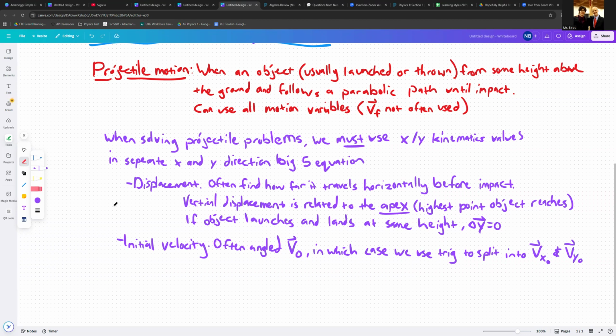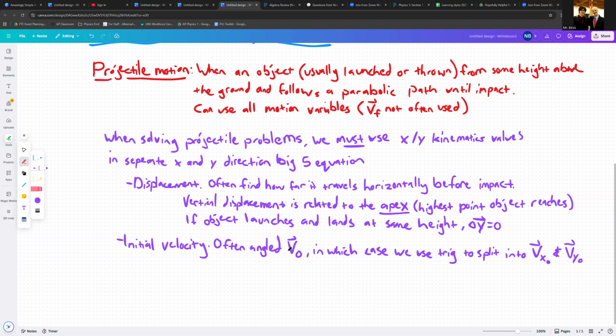Those two are going to be very important because we're going to start a lot of projectile problems with an initial velocity that you may be tempted to put right into your Big Five equations. But if we're launching at an angle, that velocity will not be a purely x or purely y direction velocity. It will be angled, a mix of both. It'll have some horizontal and some vertical velocity, being launched upwards and to the right, for example.